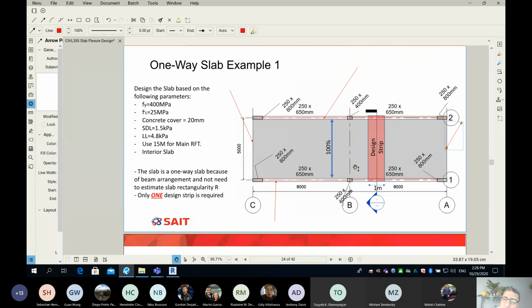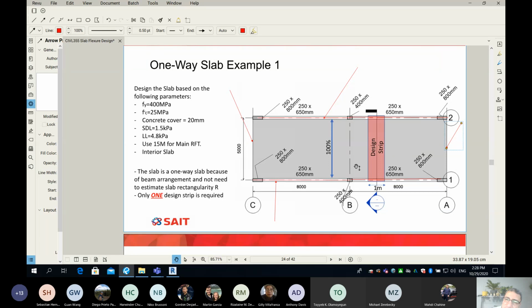Only one. Here it is on the slide. So I said only one design strip is required. But I'm going to share with you what the answer will be, because this is a common question on midterm exam number 2. I give you a plan view and ask, tell me how many design strips do you need?